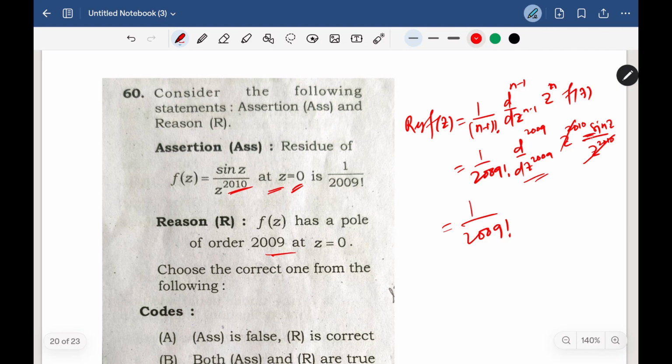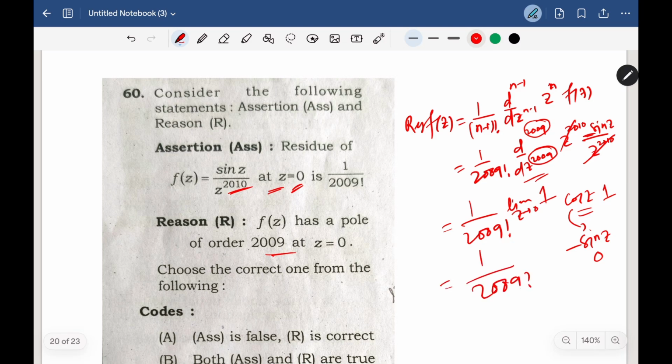Now if we differentiate one time, this will be cos z, and at the limit z tending to 0, cos 0 will be 1. If we differentiate a second time, this will be sin z, and sin 0 will be 0. So for even times the derivative will be 0, and for odd times the derivative will be 1. Since 2009 is odd, the final answer will be 1. So this answer will be 1 by 2009 factorial.